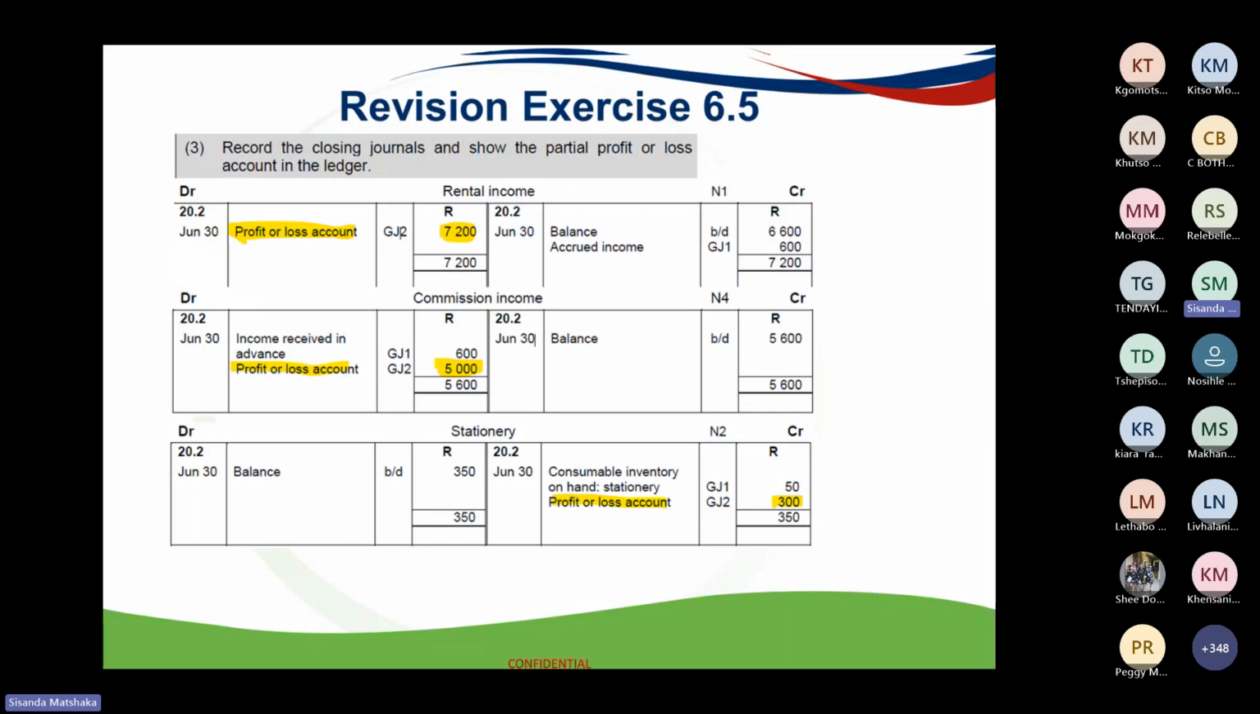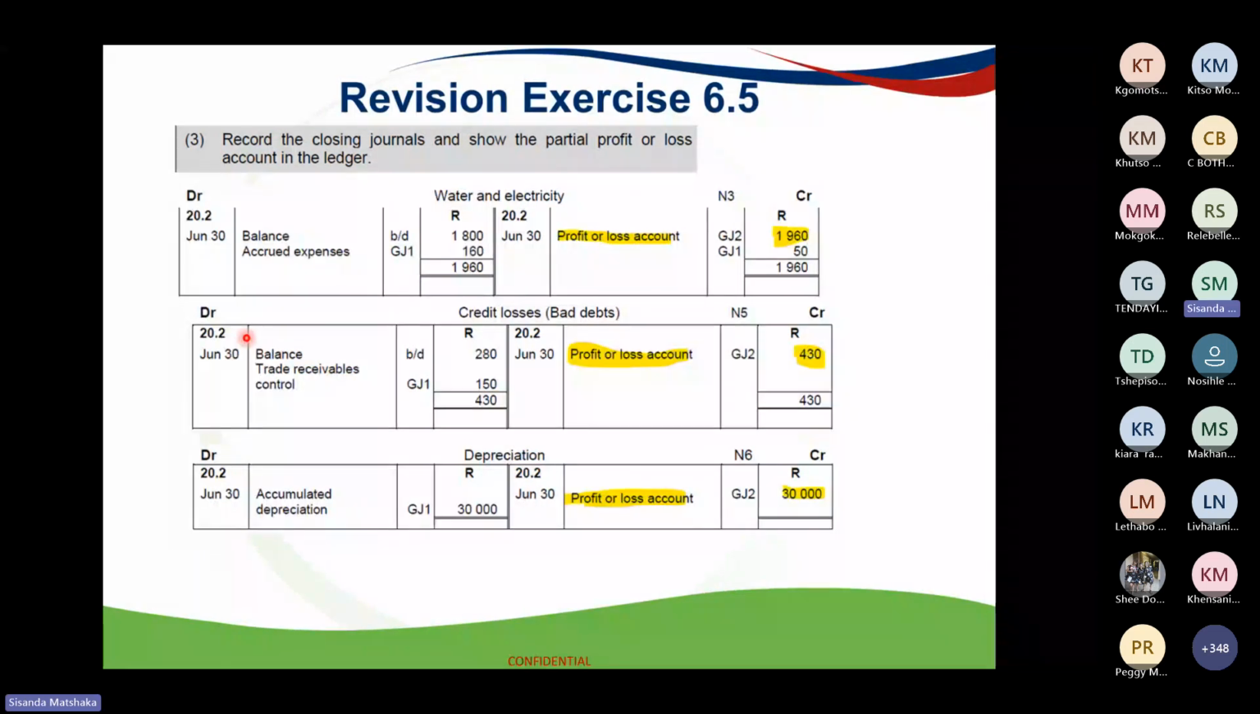All right, then going on to our other nominal accounts, or income statement accounts. We had the water and electricity expense account, where we had the balance of 1.8. There we had an additional expense of 160 rand, which we need to take into account. Therefore, when we close off this account, we close it off at that 1,960. I think there was an error in the solution. That 50 rand should not be there, because the 1,960 is what gets closed out to our profit and loss account.